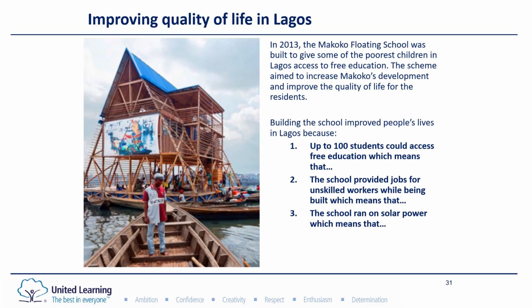And the school ran on solar power. This is a massive environmental opportunity. By running on solar power, it means less fossil fuels were being burnt in Makoko, reducing the CO2 emissions and therefore improving the air quality for local people.